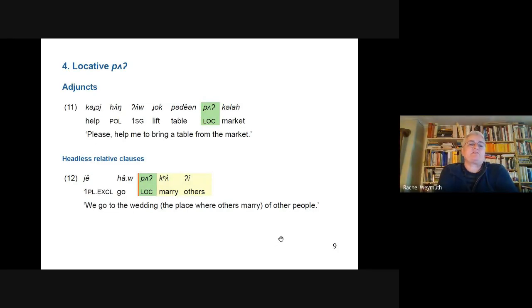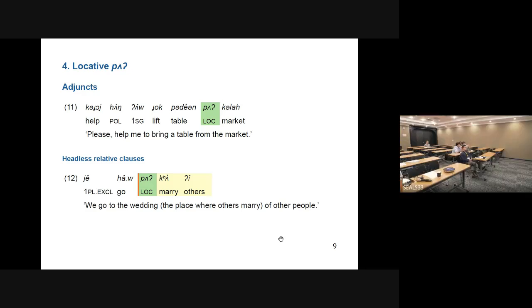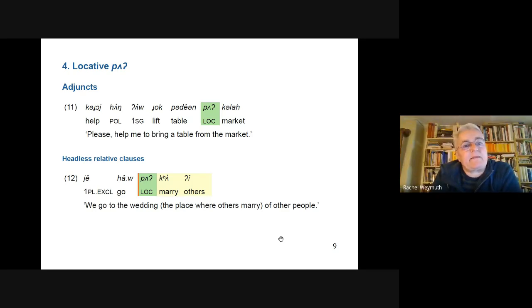Then the locative marker pa is used to mark adjuncts, like in example 11. Please help me to bring a table from the market. So we have here the adjunct from the market. Then it is also used as an adjunct in the form of a headless relative clause. Here we go to the wedding of other people, and here this headless relative clause has the meaning the place where others marry.